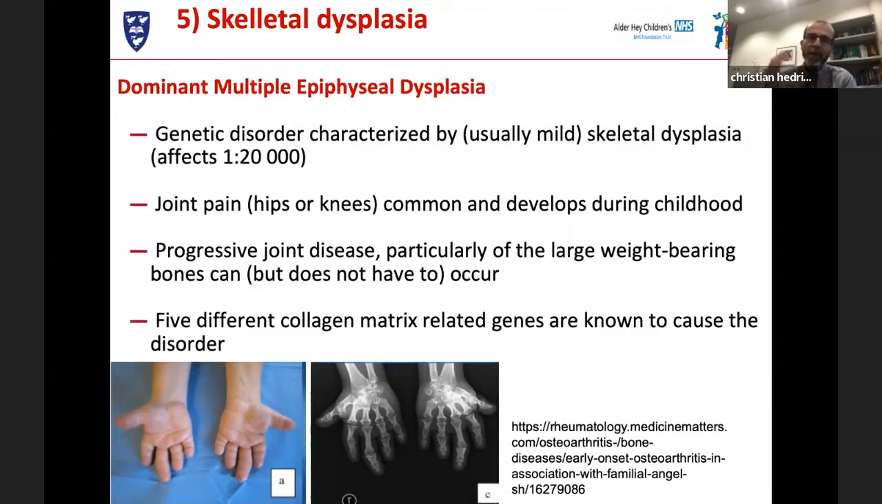So in families with short stature and a family history of chronic bone pain, this is actually a differential diagnosis that needs to be considered even in the absence of dysmorphic features. There are 5 different collagen matrix related genes that can cause this condition, and one of them is collagen 9A, and that's, I think, also the most commonly affected of the group.